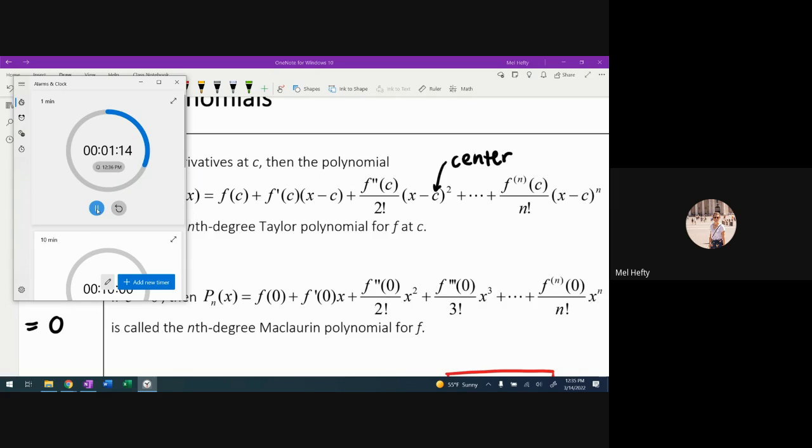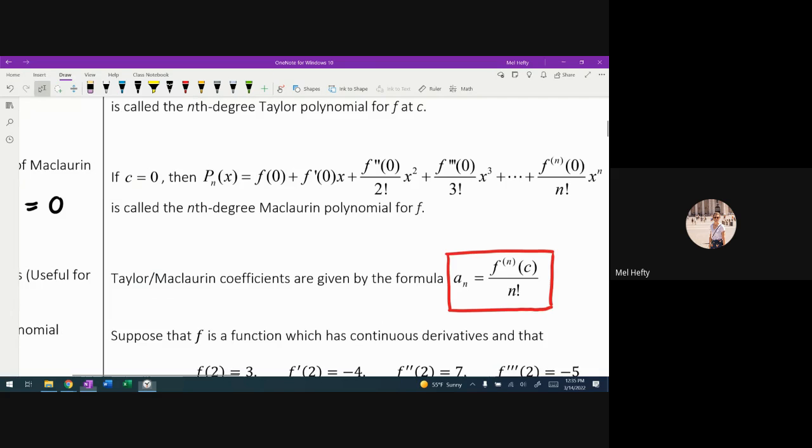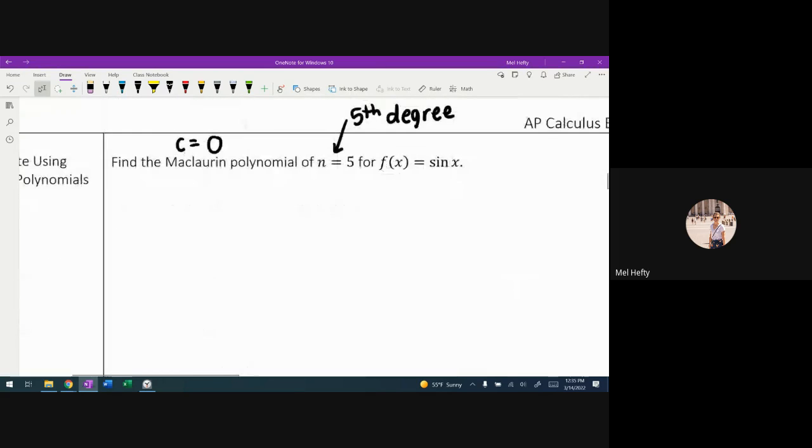All right, once you have your derivatives, try plugging in your zero, your center for Maclaurin. And if you're feeling spicy, try to write that Maclaurin polynomial. I'm going to start writing some of my derivatives because I'm getting bored.